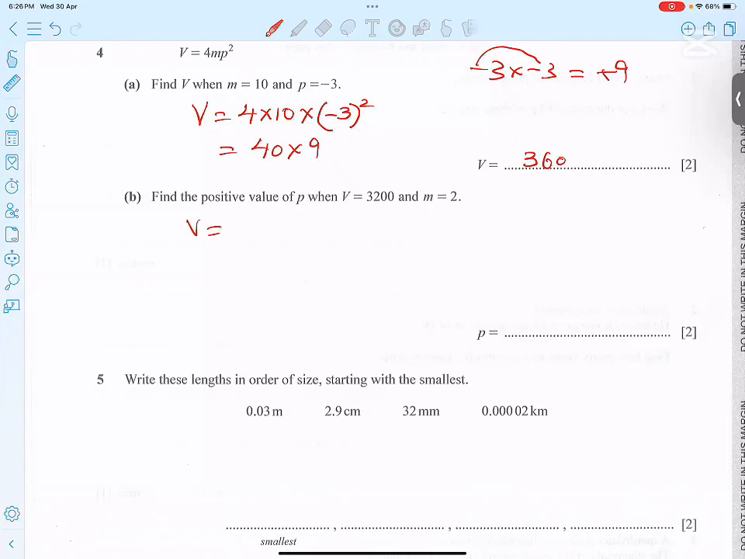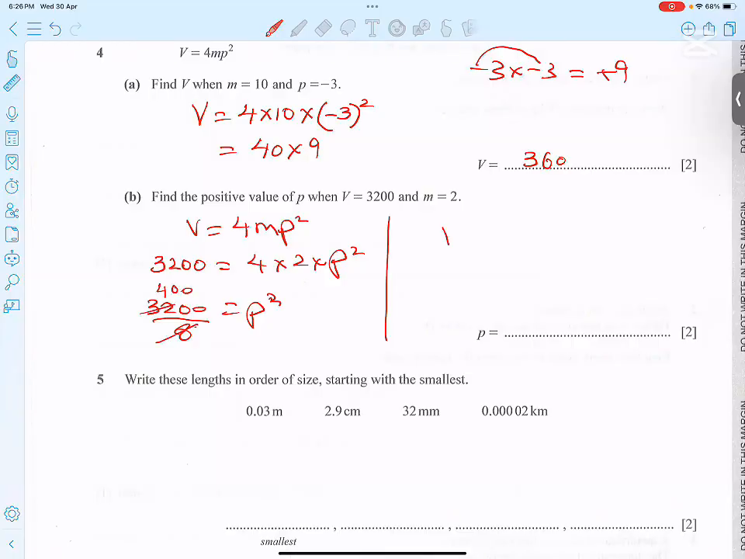So first of all, I will plug in the values. V is 3200, as it is, M value is 2, and P is unknown. So 4 twos are 8, 8 goes down, and P to the power 2. What is 8 fours? 8 fours are 32, so we get 400 left behind. So P to the power 2 is equal to 400. And actually 20 to the power 2 is 400.